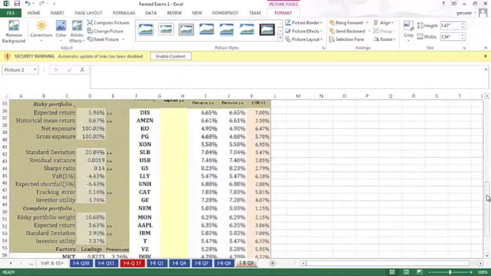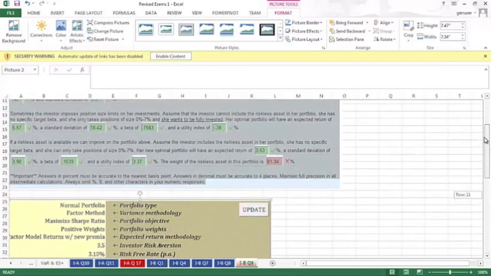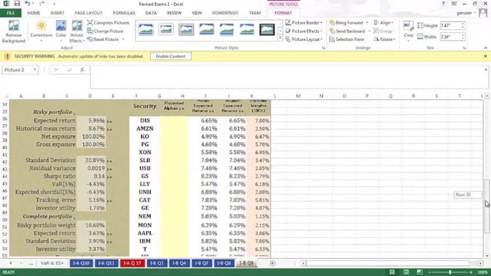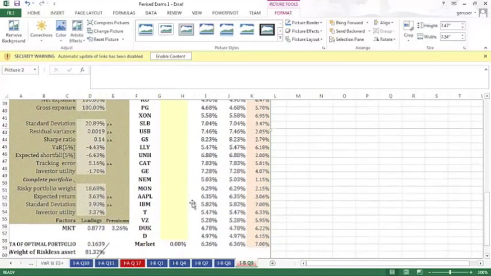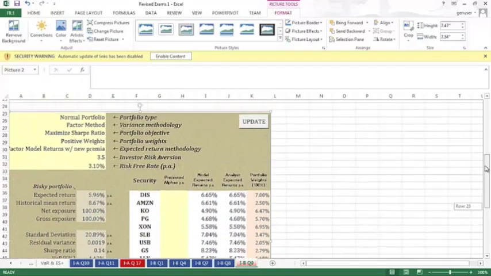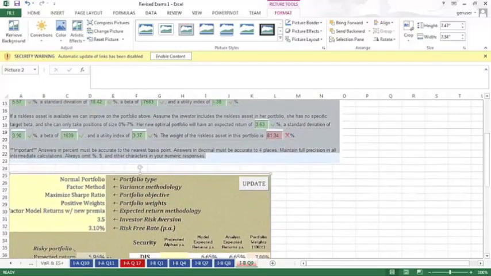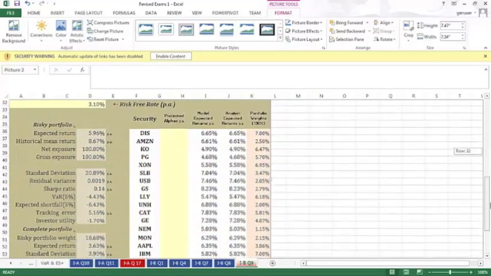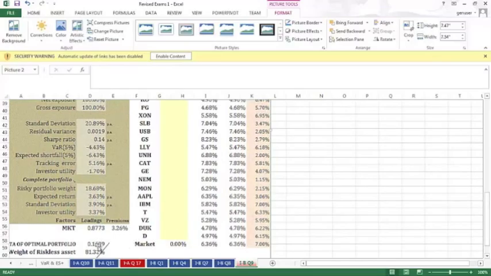As I ran Solver, the expected return of the optimal portfolio is 3.63%, which I correctly identified. The standard deviation of the completed portfolio is 3.90%, which I correctly identified, and the beta of the portfolio is 0.1639, which I also correctly identified. That is just taking the risky portfolio weight of 18.68% and multiplying it by the beta of 0.8773.